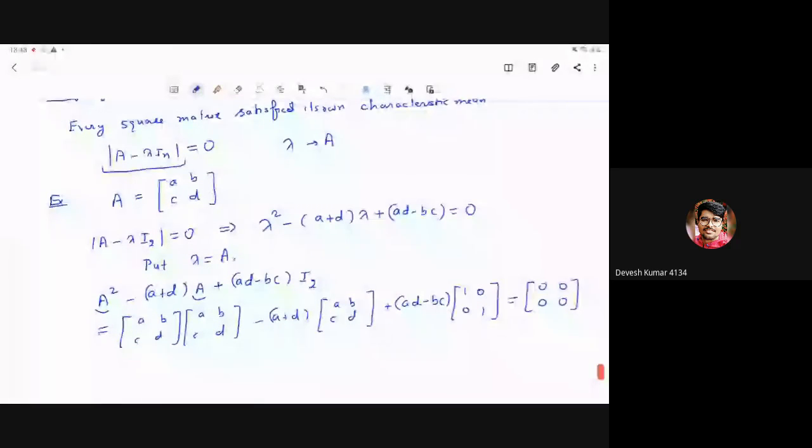So according to the Cayley-Hamilton theorem, a matrix satisfies its own characteristic equation. Satisfying means just put lambda equal to A into the characteristic equation. If you have some constant also, put the unit matrix of that order with it and simplify. You will get a null matrix.